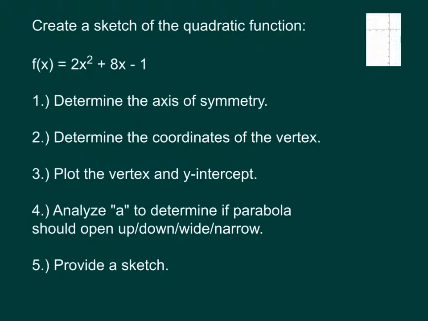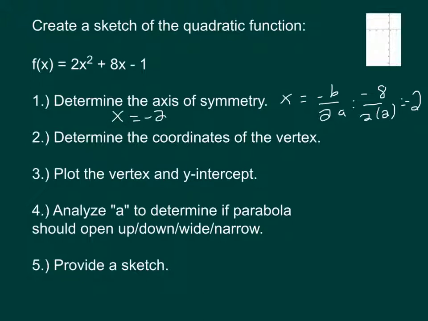Alright, we're going to do what we have to do here to create a sketch of the quadratic function. Sketch doesn't need to be perfect, it just has to be a rough idea of what this looks like. We start with f of x equals 2x squared plus 8x minus 1. First I want to determine the axis of symmetry, and that comes from using the equation x equals negative b over 2a. In this particular case, my b is 8 and my a is 2. When I simplify that, I'm going to have negative 8 over 4, which reduces to just negative 2. That means that the axis of symmetry is x equals negative 2.